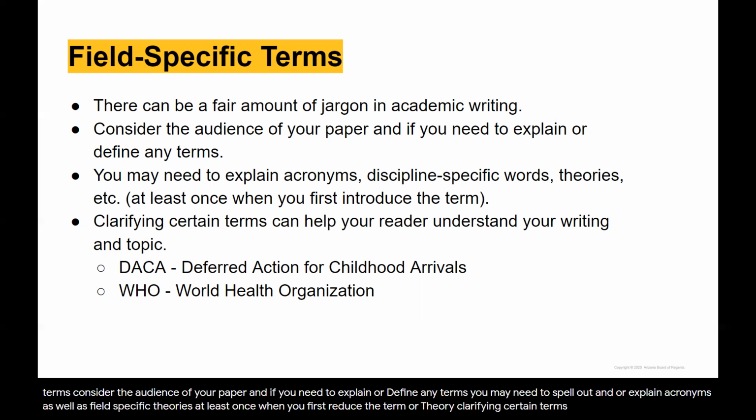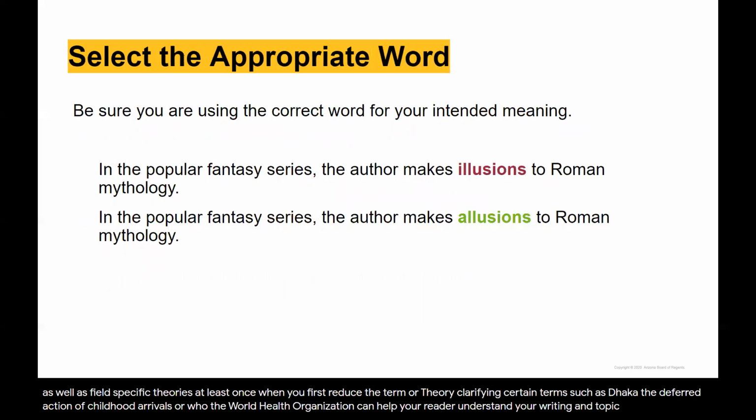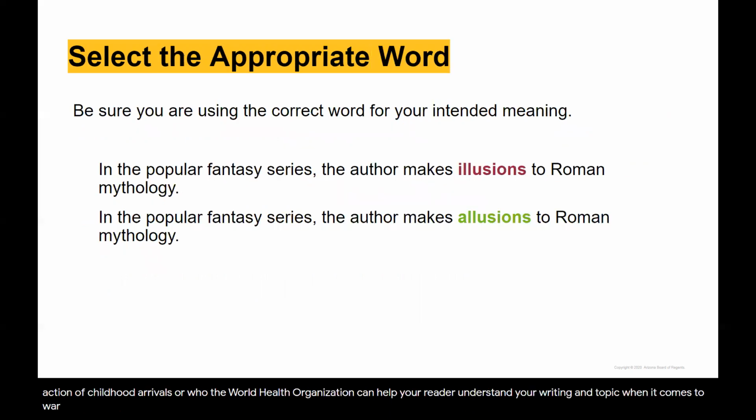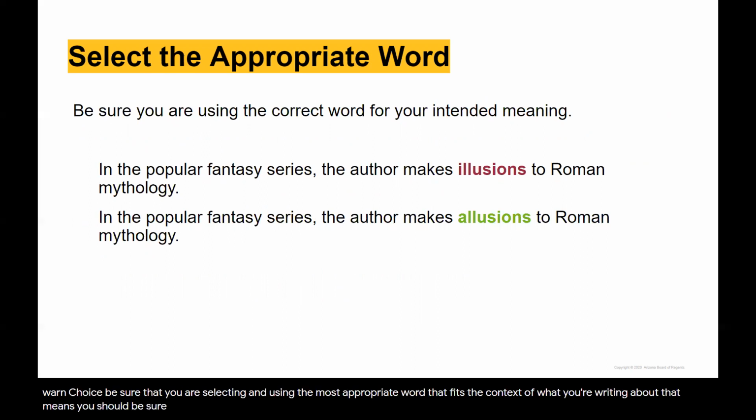Clarifying certain terms such as DACA, the Deferred Action for Childhood Arrivals, or WHO, the World Health Organization, can help your reader understand your writing and topic. When it comes to word choice, be sure that you are selecting and using the most appropriate word that fits the context of what you're writing about. That means you should be sure that you are using the correct word for your intended meaning. Many words sound very similar but have different meanings and will thus change the meaning of your writing.